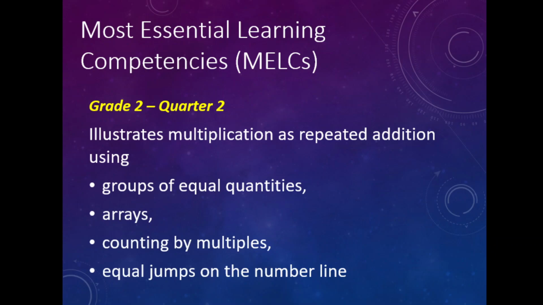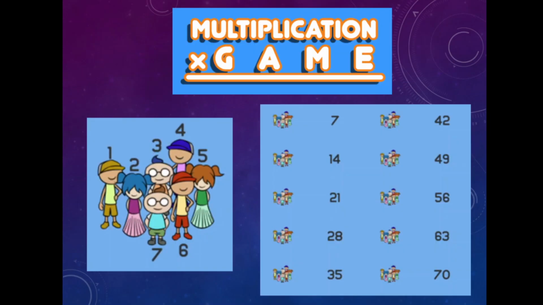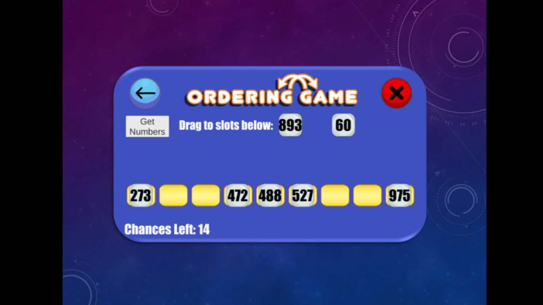Pero paano kayo gagawa ng performance task? Pwedeng ganito. Gumuhit ng larawan na nagpapakita ng 7 times 6. So if they play with the app, they can draw something like this na equal groups. Or ipakita ang 7 times 6 sa number line. So siguro pag nakita nila yung mga palaka, alam na nila how to draw 7 times 6 on the number line. The next app is ordering game. And then para medyo mas mapabilis, ang gagawin ko, I will not show you all the MELCs anymore.